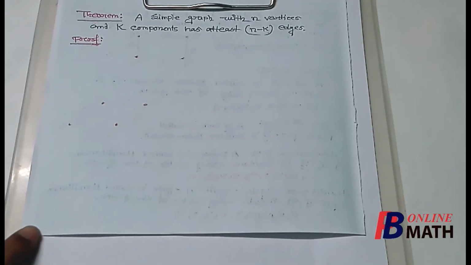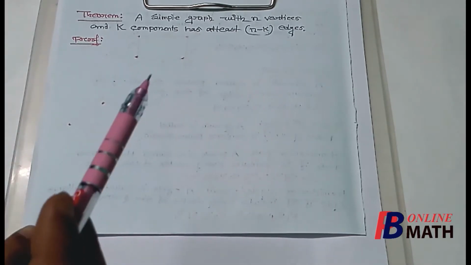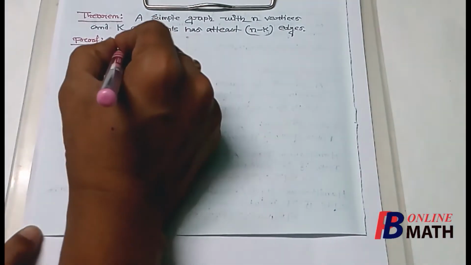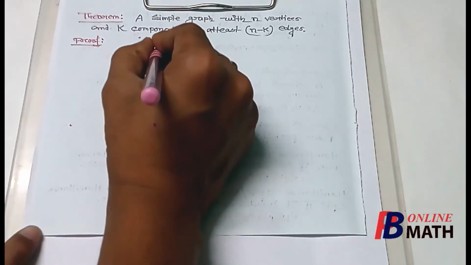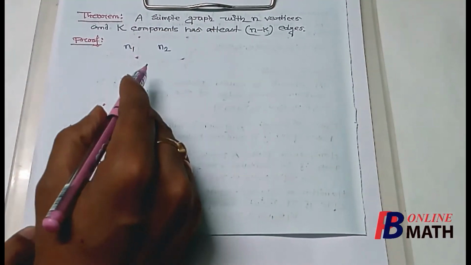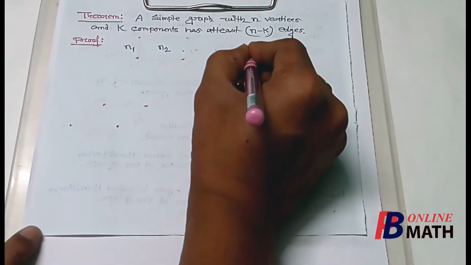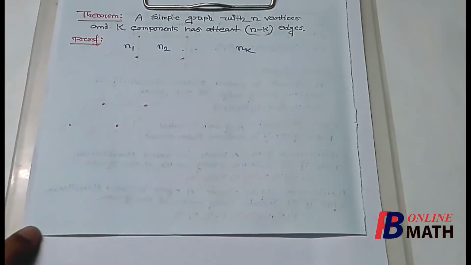So we start the proof. It is given that the graph has n vertices and k components. So we assume that in the first component we have n1 number of vertices. In the second component we have n2 number of vertices. Continuing in this way, the last component, that means the kth component, has nk number of vertices.